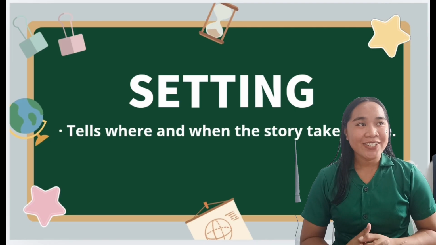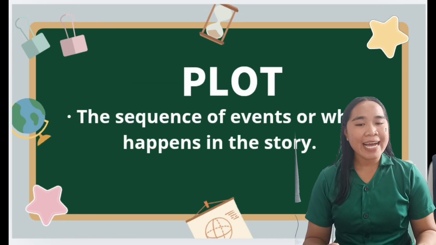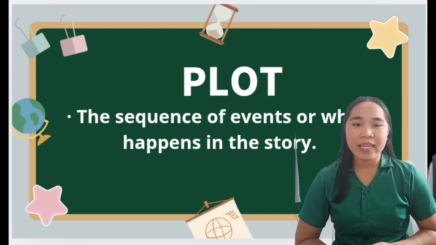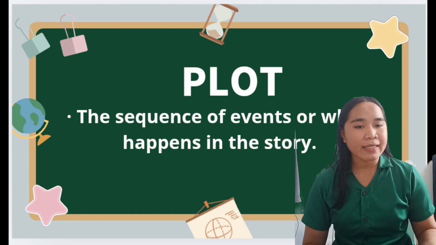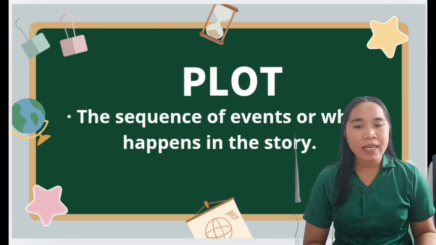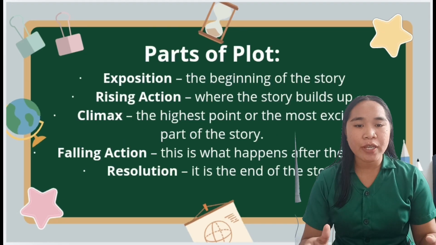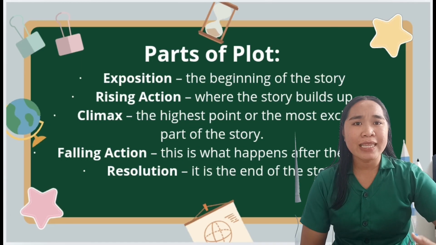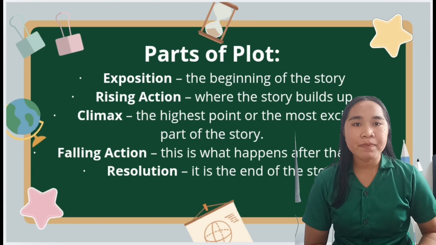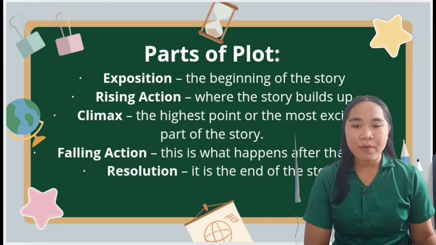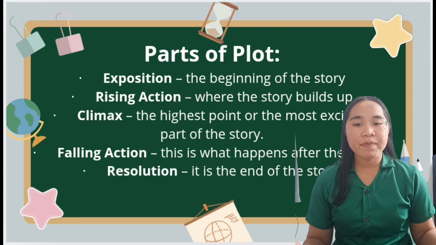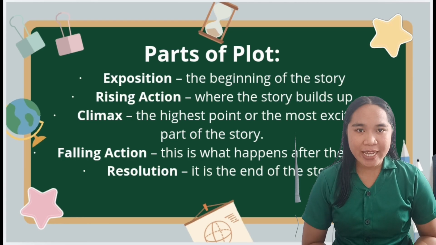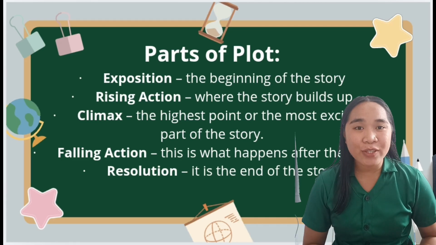Okay, what is number 3, class? Yes, very good, Jurley. It is plot. So plot is the sequence of events or what happens in the story. In the plot, we also have different parts of a plot. Number 1 is exposition, the beginning of the story. It is the introduction of the story. Number 2, we have rising action, where the story builds up. And number 3, class, we have climax, the highest point or the most exciting part of the story.